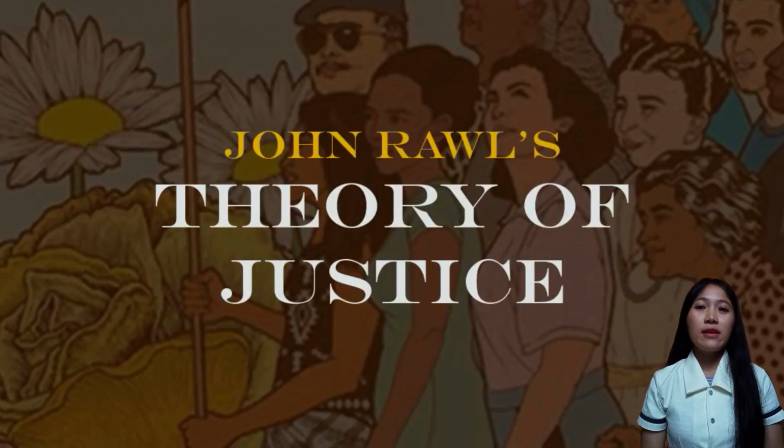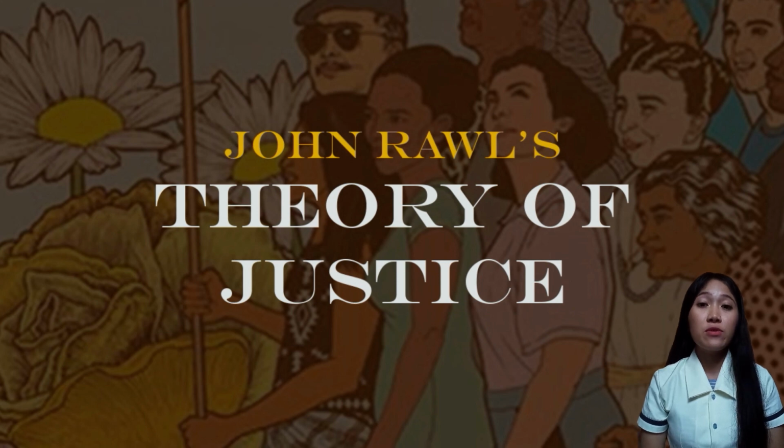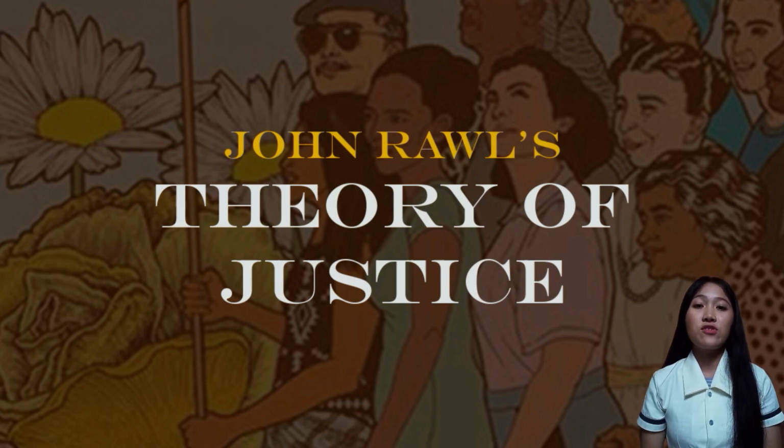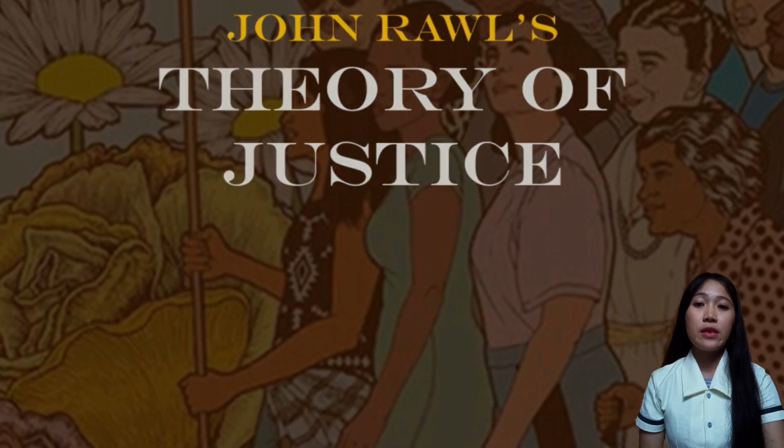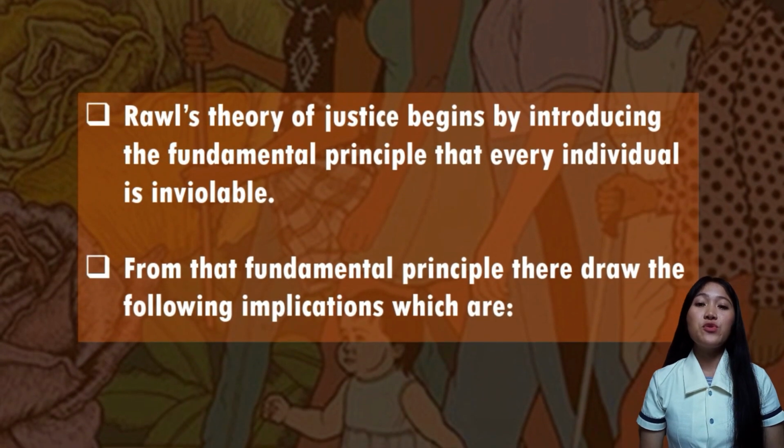Good day everyone. In this video, we are going to present the summary, some of the advantages and disadvantages from the video that we've watched that was all about the theory of justice by John Rawls. John Rawls' theory of justice attempts to explain why clear social inequalities are unjust and what a just society really is. It begins by introducing the fundamental principle that every individual is inviolable.